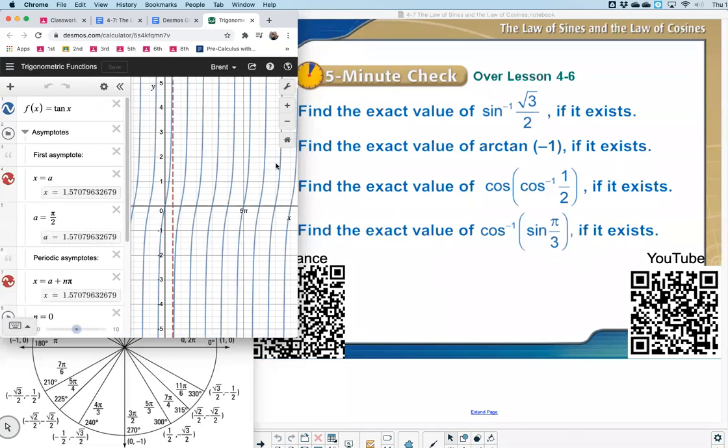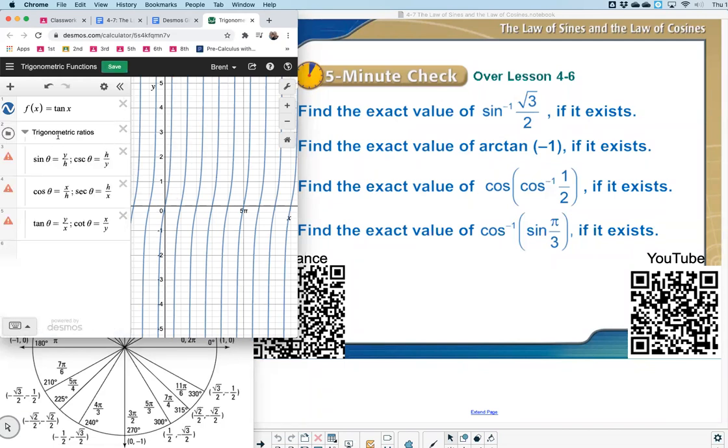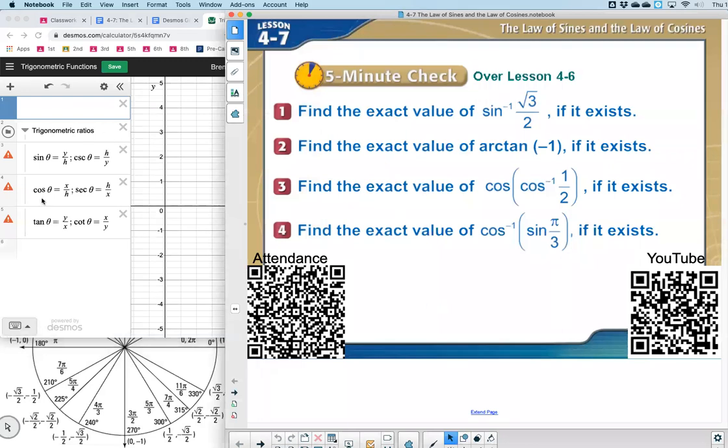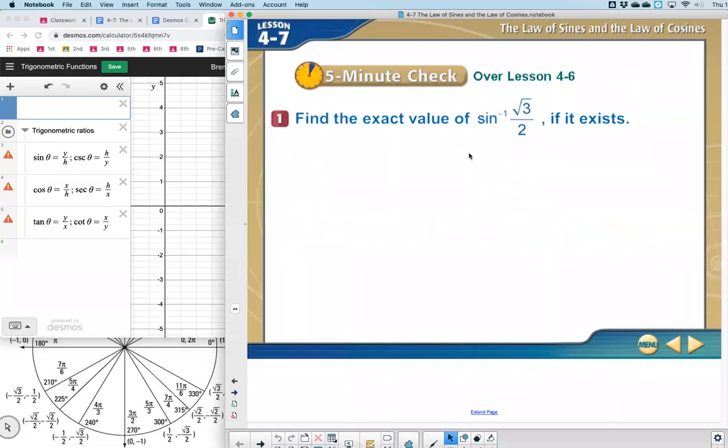The first thing I'm going to do is, we're not actually going to deal with asymptotes today, so I'm just going to close that part off. I opened this because I wanted you to be able to see the ratios, but we won't even need that there either, so I'll take that off just to clean it. And like I said, today the calculator is just going to stay on the side. That's why I have it small over there. All right, let's start reviewing these problems.